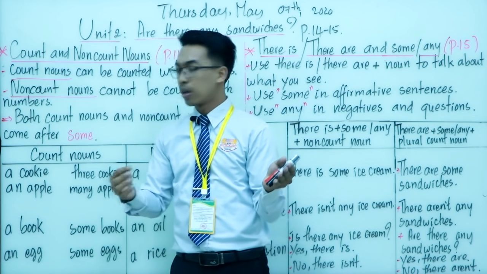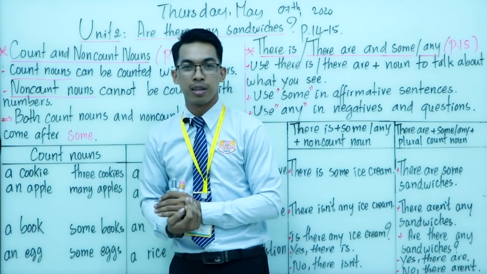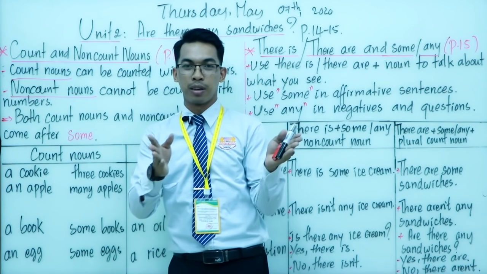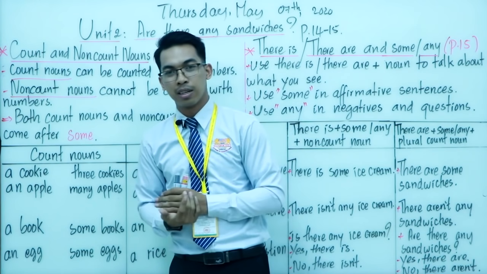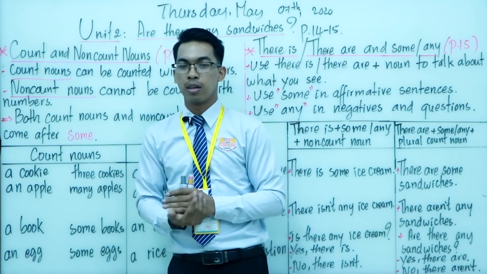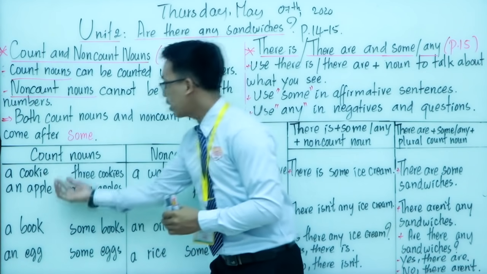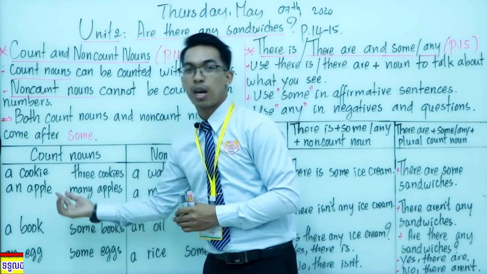Okay, to choose this one, like poster, a poster. Okay, two posters. An air conditioner, can we count it? Of course, we can count an air conditioner, many air conditioners. Good. So here we call count nouns.